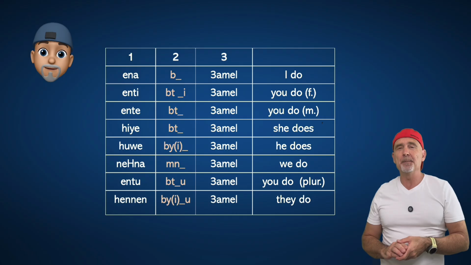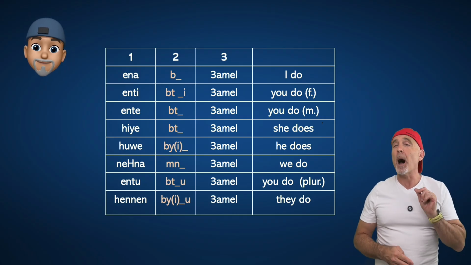Now, let's adapt the pattern to another Sweet 16 verb, عامل, to do. Nemo, 3-second timer again. تمام. I do.